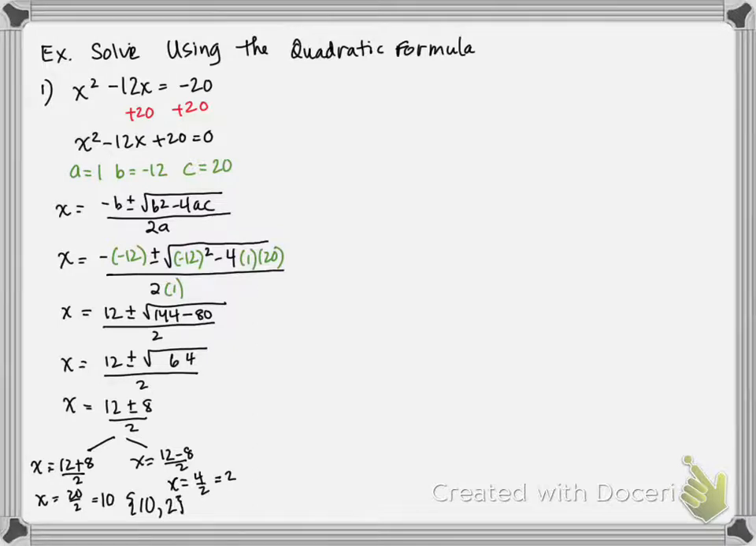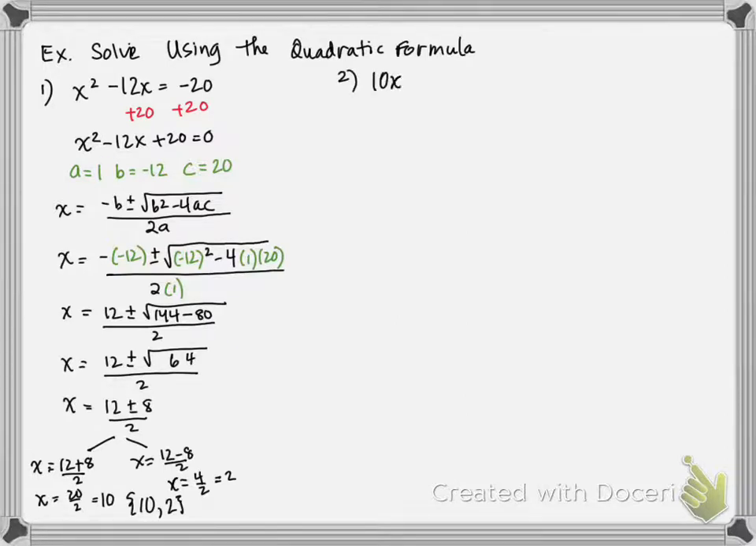So here's the dealio. That's the second time I said dealio. Oh well. You could have factored this by playing the game. Factors of 20 that add to give me negative 12 would have been negative 10 and negative 2. But we didn't have a choice. All right, let's do the next one.